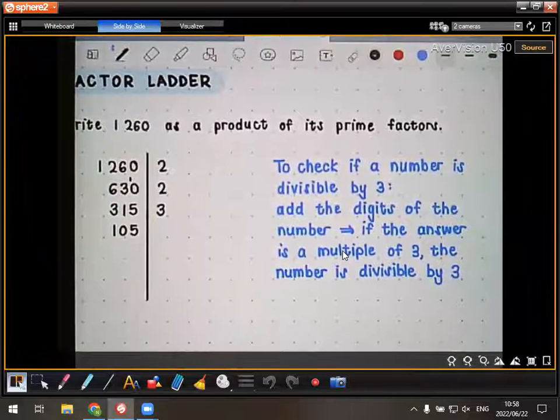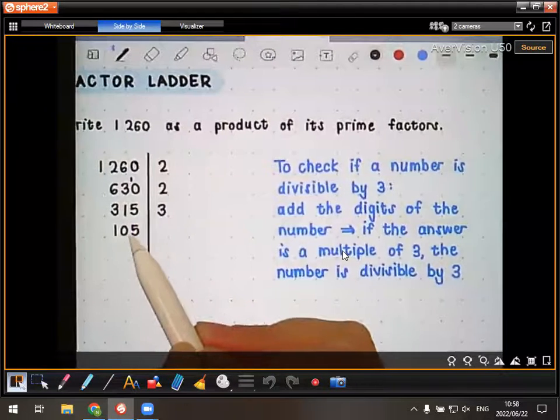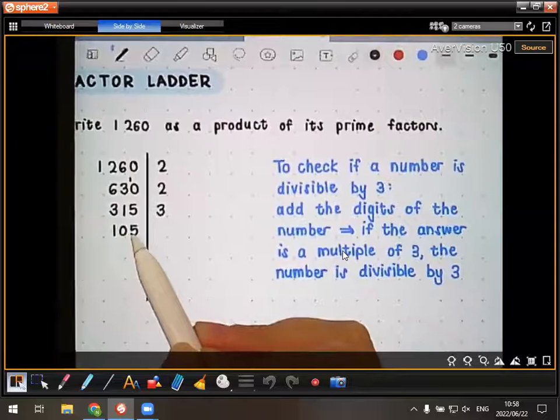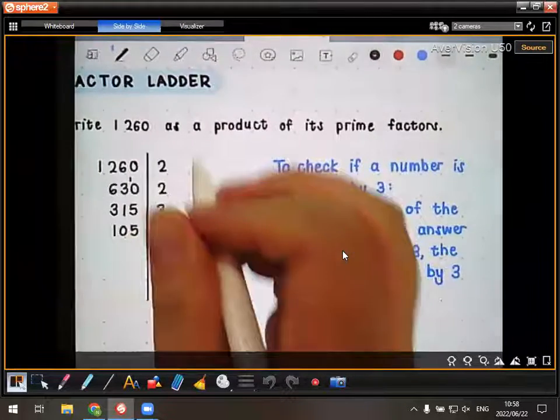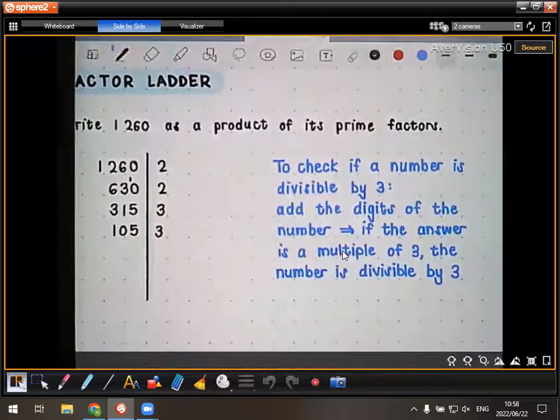What about 105? Let's see quickly. Is 105 divisible by 2? No. What about 3? Let's check. 1 plus 0 is 1, plus 5 is 6. Is 6 a multiple of 3? Yes. So this number is divisible by 3.